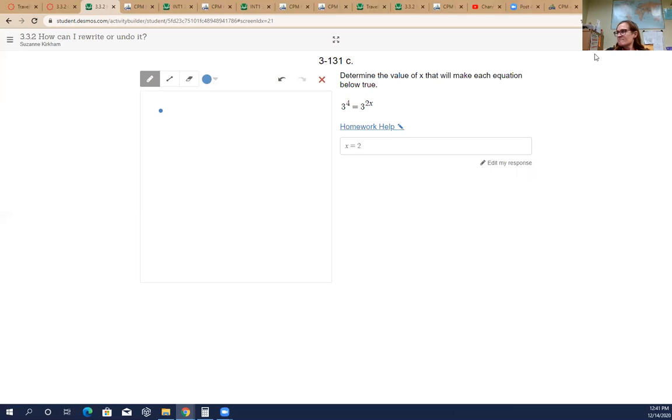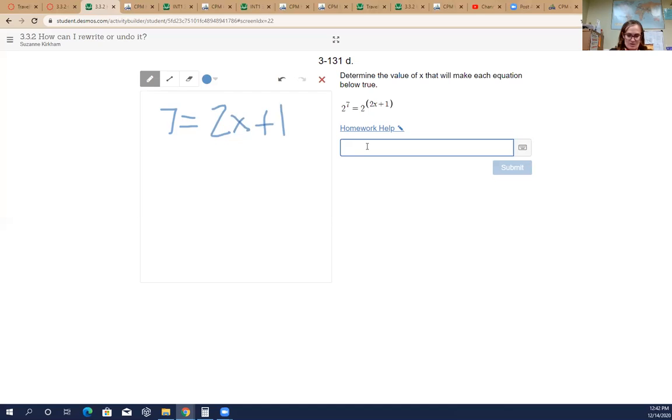Okay. All right, page 22. 2 to the 7th power equals 2 to the 2X plus 1 power. So what does X equal? 2 times what plus 1 equals 7? X equals 3, because 2 times 3 is 6, and 6 plus 1 is 7. All right, and that is the last one. So now we're done.